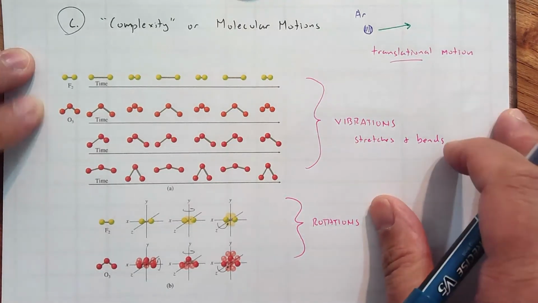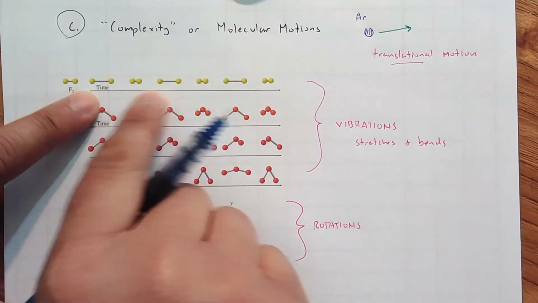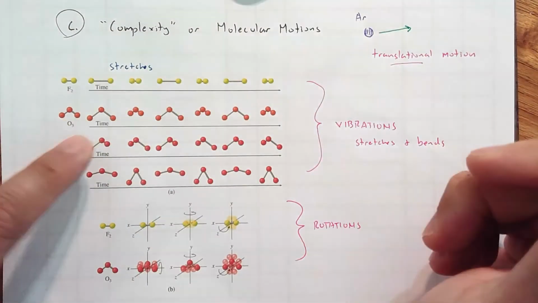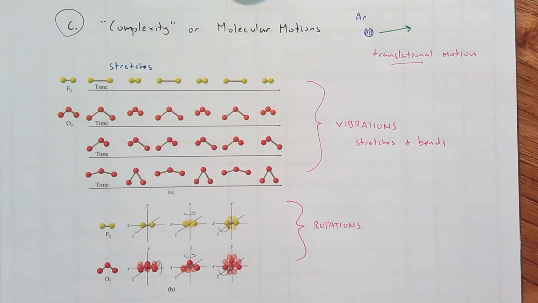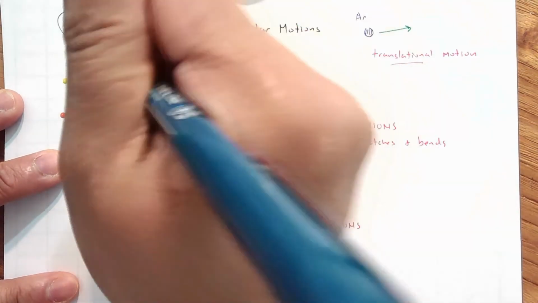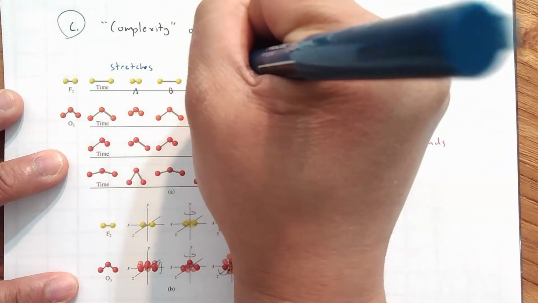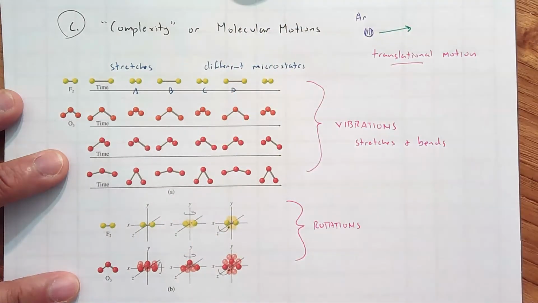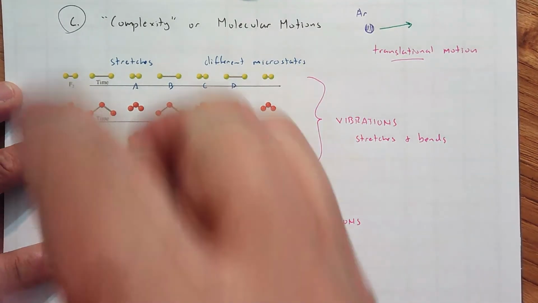So here's ozone and F2, the example that we saw on the previous page. This fluorine mainly does stretching. And it could look like that, like that, like that. So what are these? These are different arrangements. These are different microstates, right? Like A, B, C, D, different microstates. But by adding a third atom, now we get some bends.